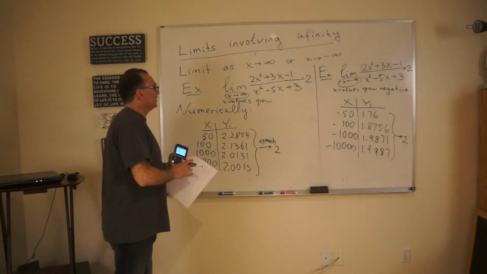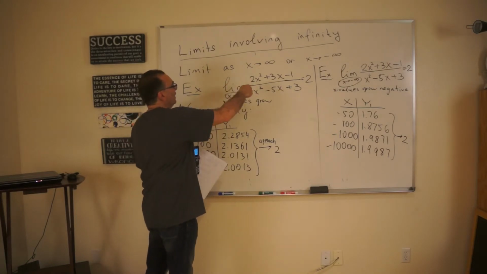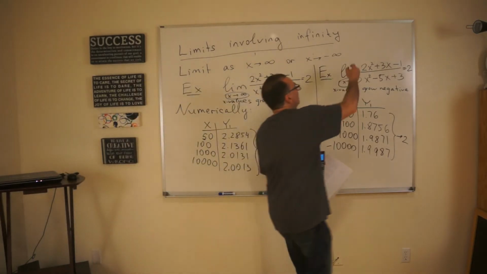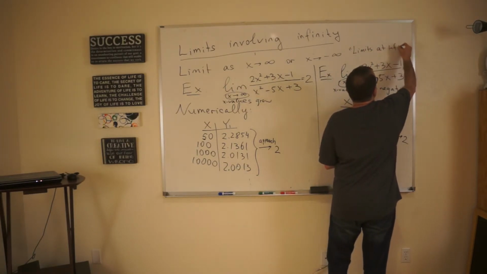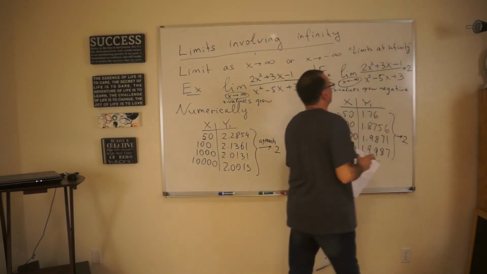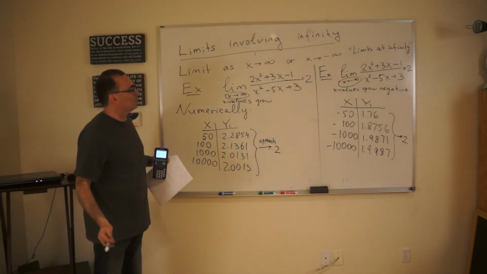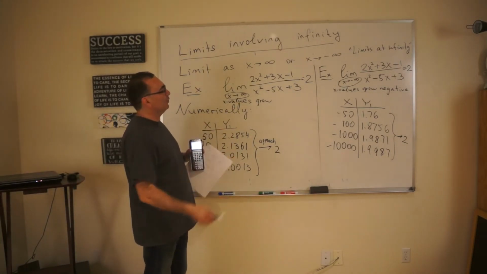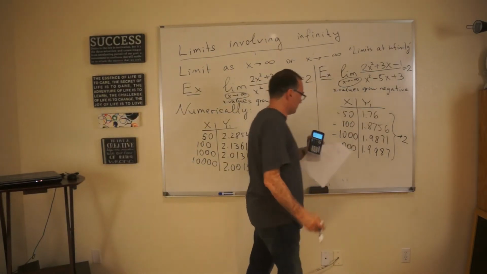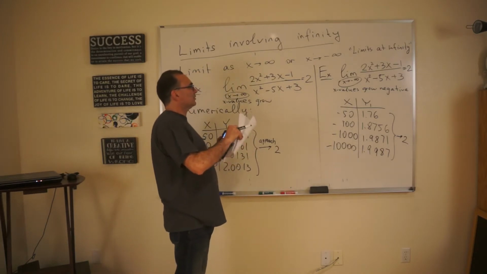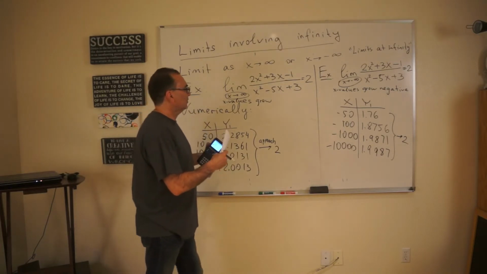So this is how to calculate limits when x approaches infinity. They are called limits at infinity. So there are two types of limits. Limits when x approaches a number and function values approach infinity. Those limits involve infinity. And there are limits where x values approach infinity and function values approach a certain number. So this is how to calculate limits as x approaches infinity numerically.